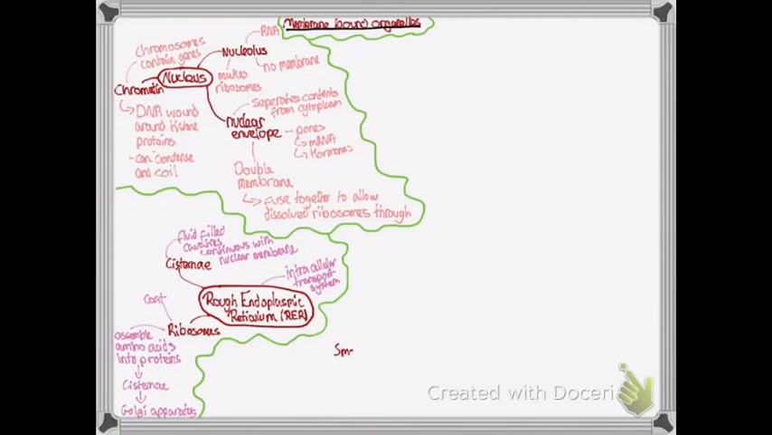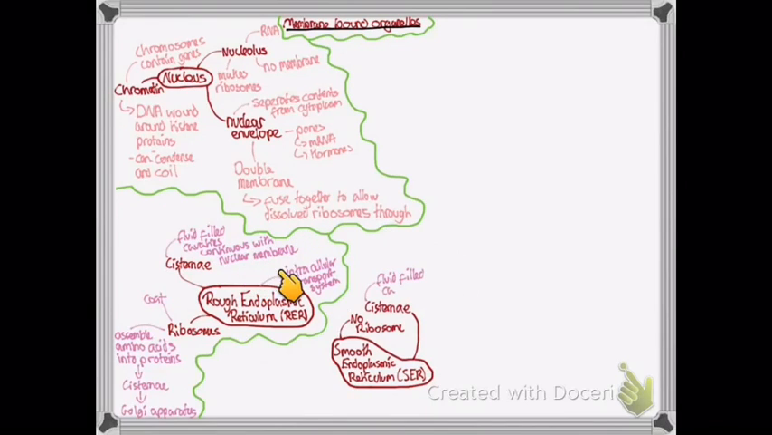So now let's look at the smooth endoplasmic reticulum, which does a very similar role. It does not have ribosomes on its surface, however. It also has this cisternae system, so it's got fluid-filled cavities that are continuous with the nuclear membrane.